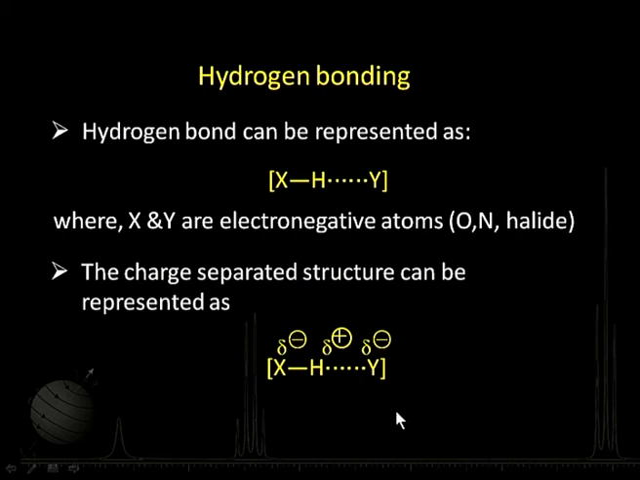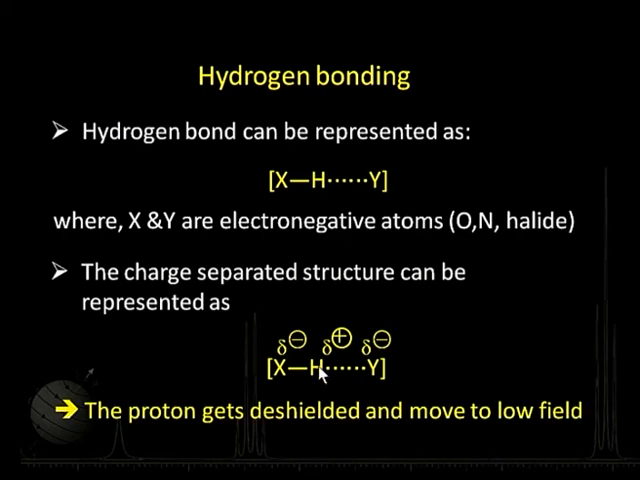So, as a consequence, this proton, because of the positive charge on it, gets de-shielded and it moves to a low field. That means the delta value increases there. That is a typical effect of hydrogen bonding.